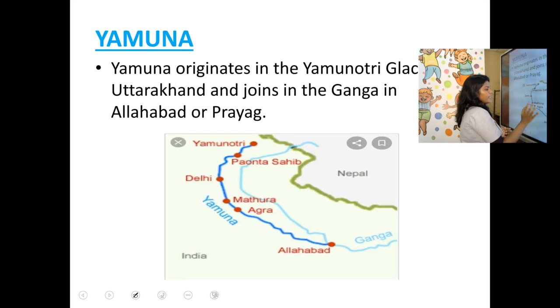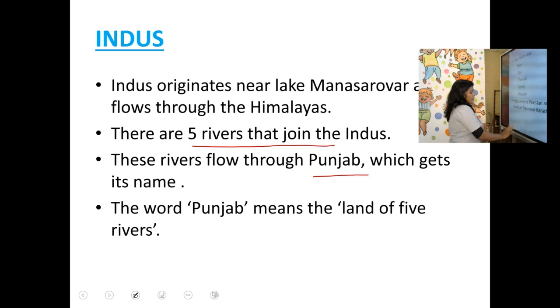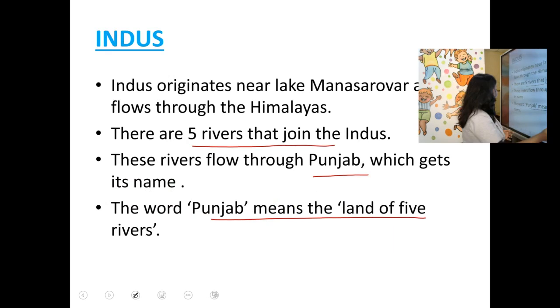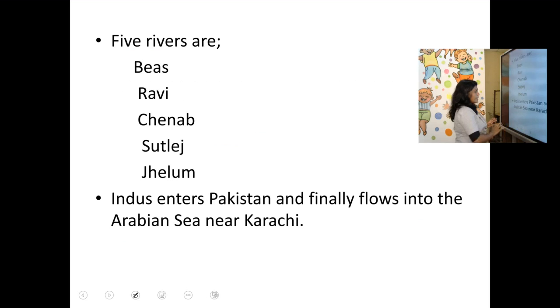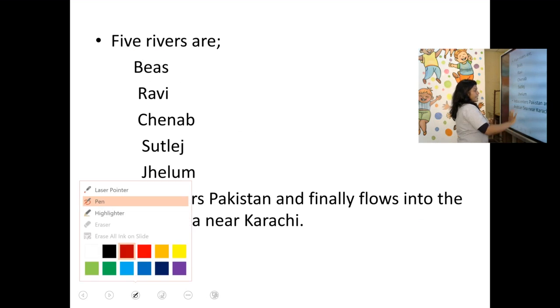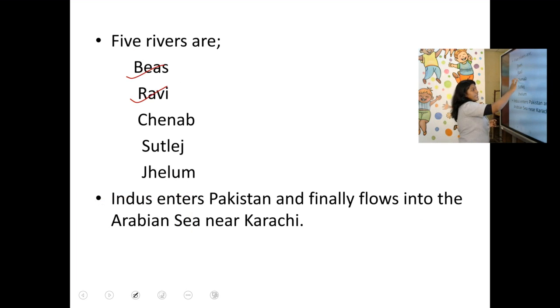The word Punjab means land of 5 rivers. Maybe a question will be asked, what is the meaning of the word Punjab? Punjab means the land of 5 rivers. So just look at what those 5 rivers are: Beas, Ravi, Chenab, Sutlej, Jhelum. Those are the 5 rivers, and they join together at Punjab.